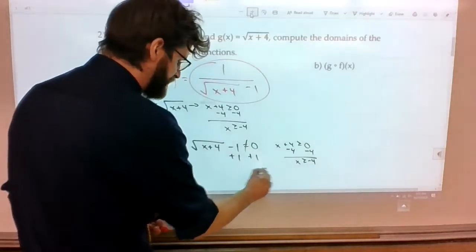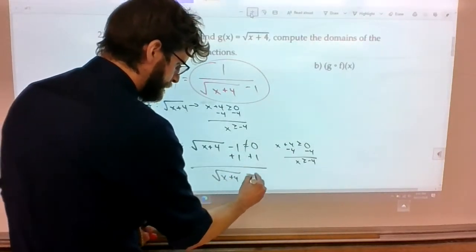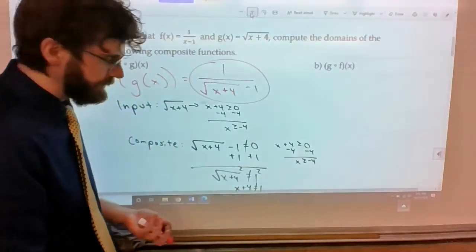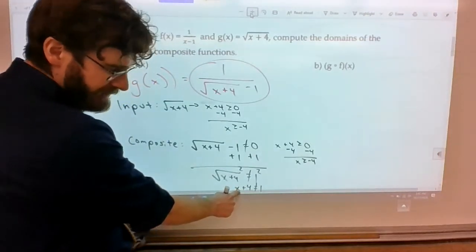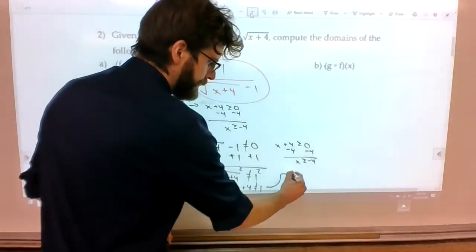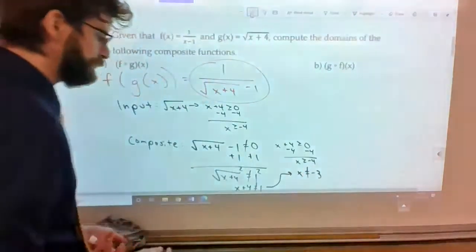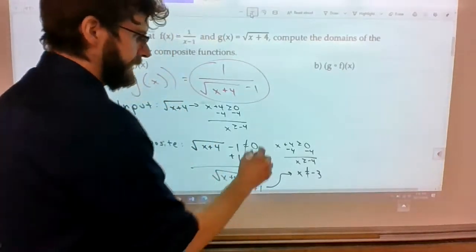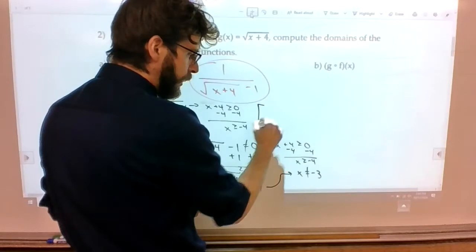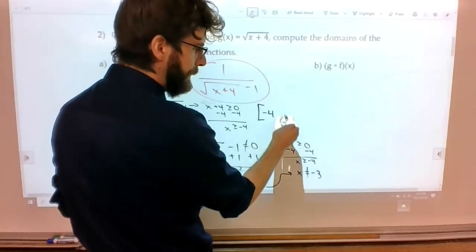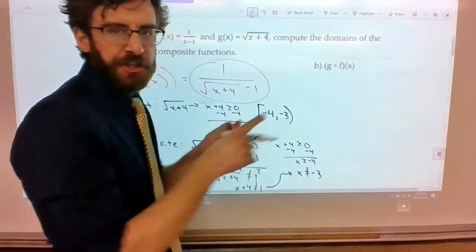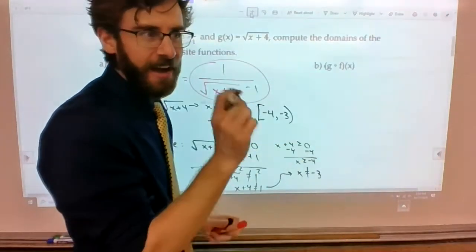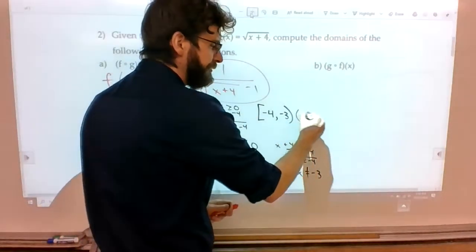Anyway, you can add the 1 to both sides. Square it. You're left with x plus 4 can't equal 1, which means x can't equal negative 3, since negative 3 plus 4 equals 1. So there we go. We know that this function starts at negative 4 with a bracket, must make a pit stop at negative 3, but then can continue on to positive infinity. Negative 3 to infinity.